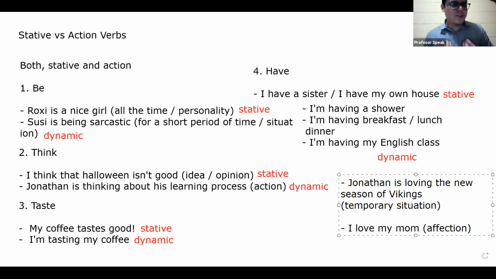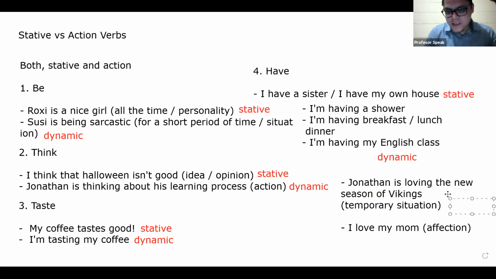Like for example, you don't love your mom because it's fun. No, you love your mom because, I mean, it's a feeling, right? Yeah. We're talking about affection, right? So in this case, guys, you're using a dynamic verb. And in this case, you use a stative verb. Okay? All right?